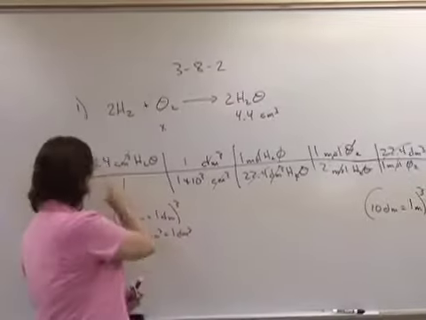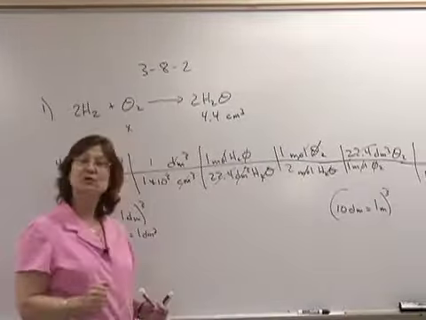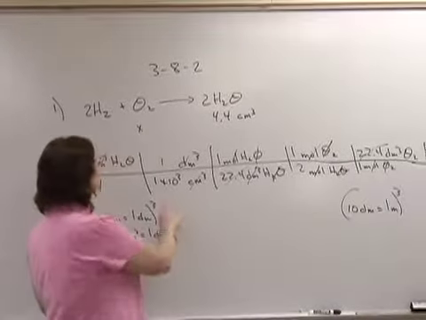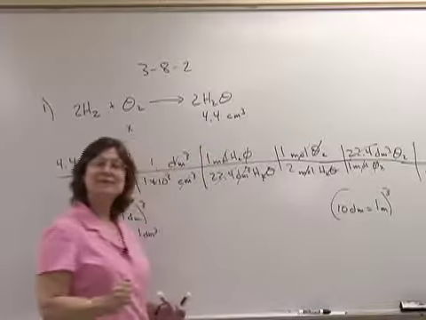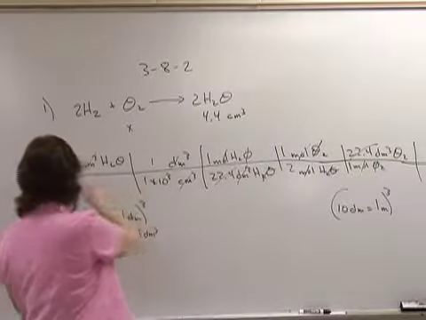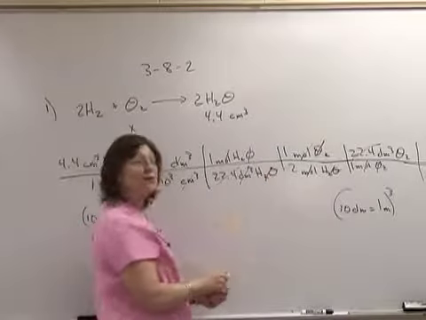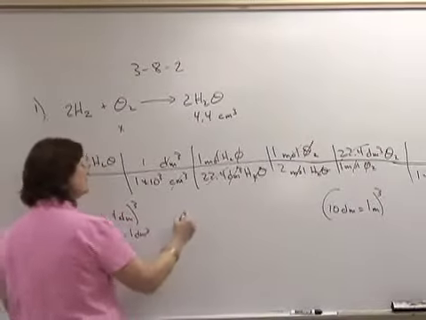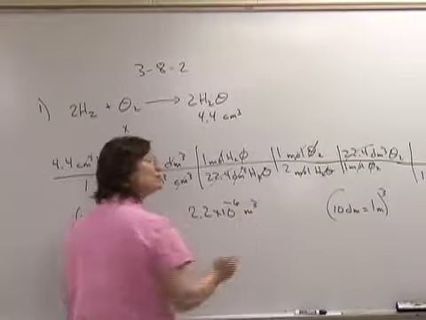Let's look at this. 4.4 divided by 2 is 2.2. And I'm dividing by 1 times 10 to the 3. So this would be times 10 to the 0, minus 3, minus 3. And therefore, my answer is 2.2 times 10 to the minus 6 meters cubed.